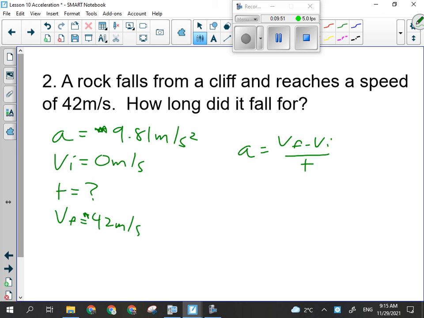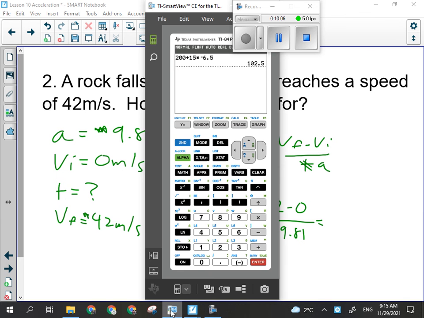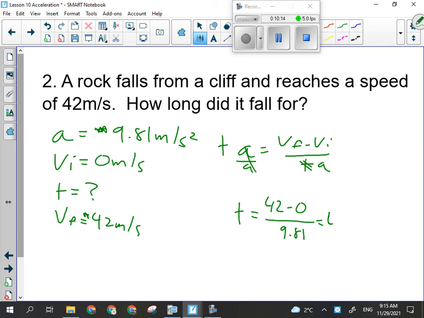We're solving for t this time, so we're going to multiply both sides by t, divide both sides by a, and plug in our numbers. That'll be 42 minus 0 divided by 9.81 meters per second squared. So we're looking at 4.28 seconds for our total time to fall that far. Everybody all right with that? All right, let's look at another graphing one here.